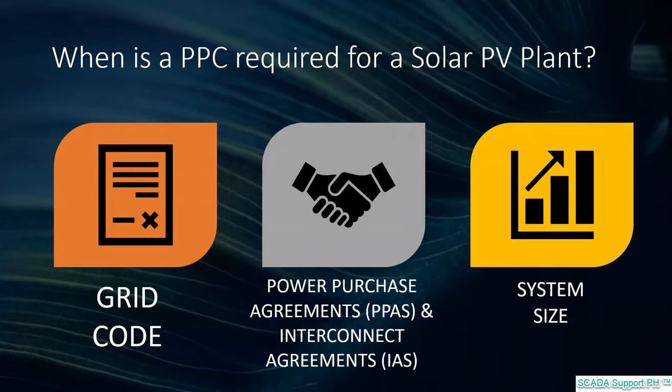When it comes to system size, the chance of a PPC demand rises with the plant size. The larger the PV plant, the larger the likelihood of a PPC requirement. While there's no standardized capacity threshold, most sites above 10 megawatts require a power plant controller. However, some sites that are slightly above 5 megawatts have PPC requirements. Once a site hits 15 or 20 megawatts, the requirement for a PPC becomes pretty common.